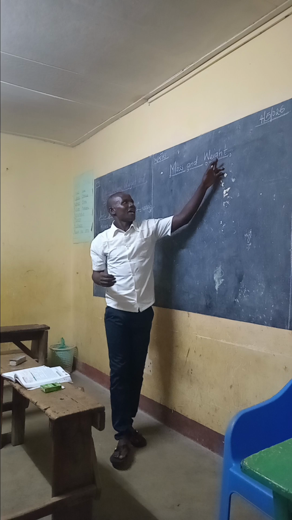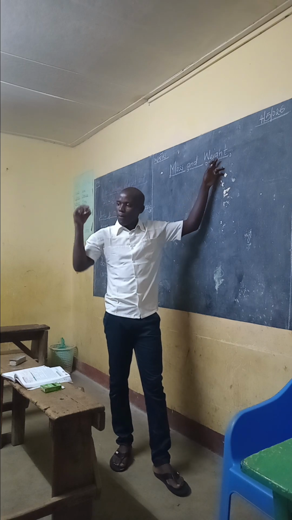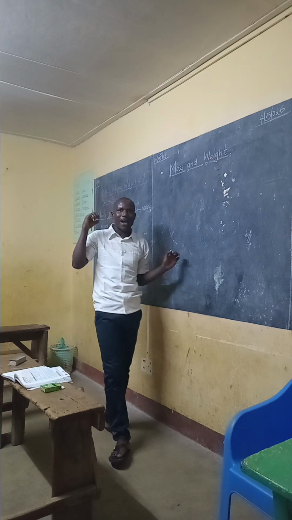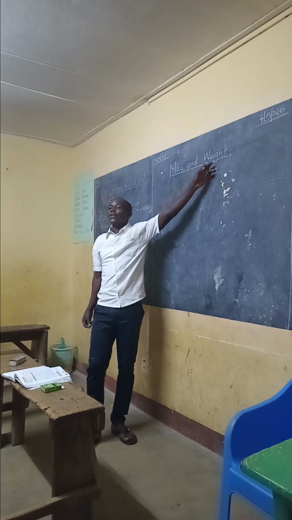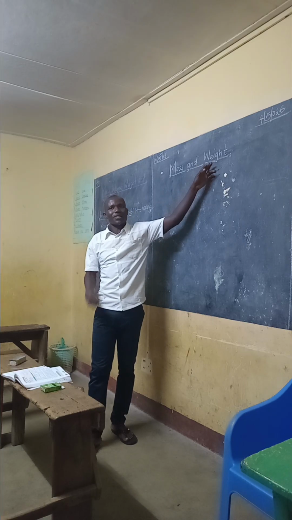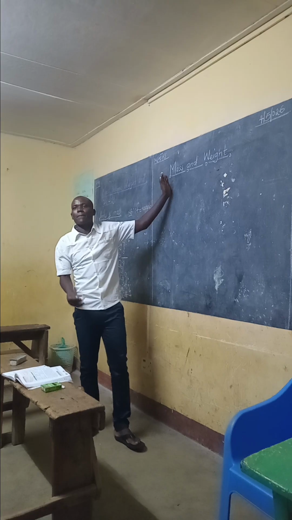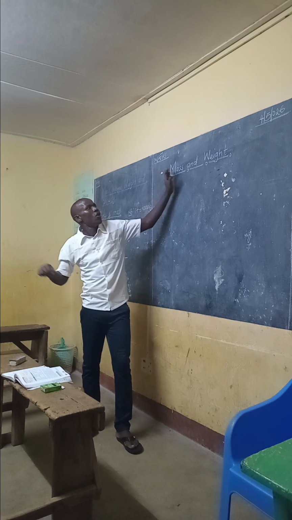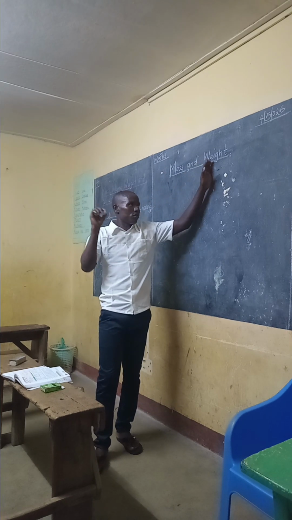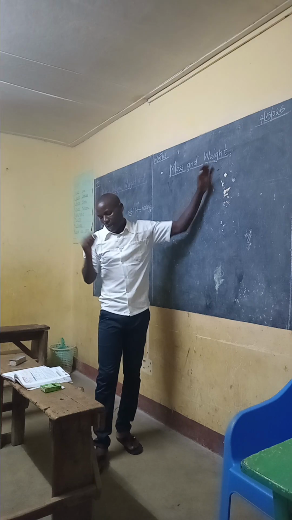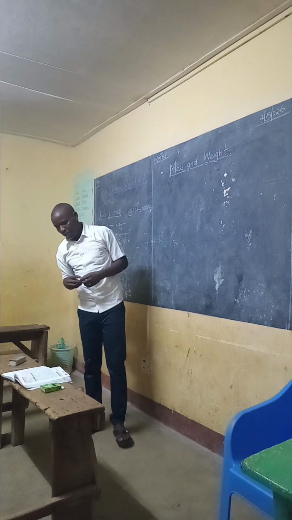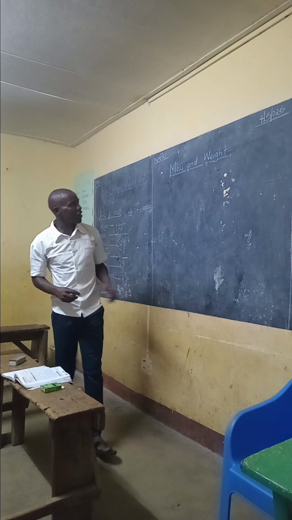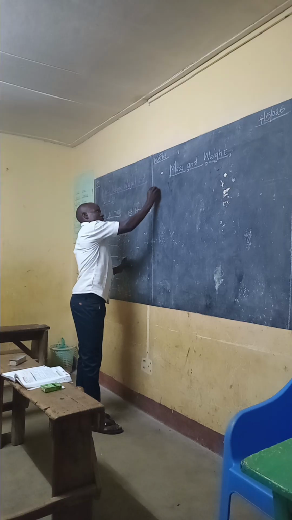Then weight results from gravitational pull. The force of gravity acting on you is what makes you stable on the Earth's surface. That is your weight. So there is a slight difference between weight and mass. Mass is the quantity of matter in a substance or in you. Weight is the gravitational pull on a substance. So the weight of an object is the force on the object due to gravitational pull. Let us start by defining mass.